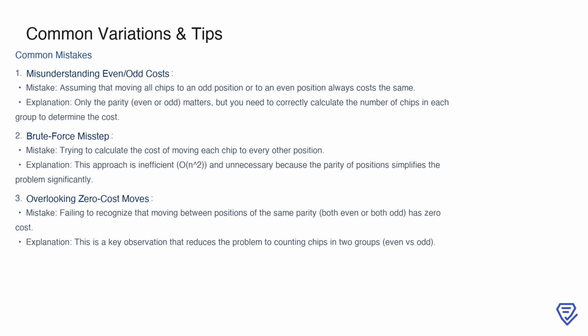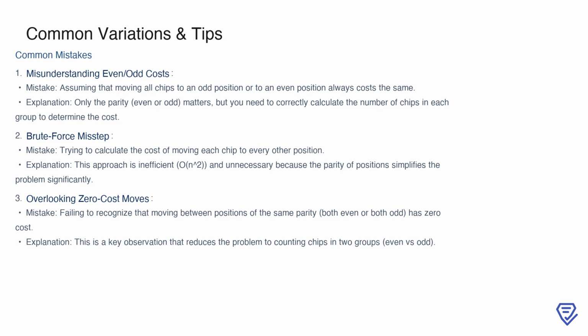Another frequent error is attempting a brute force approach, where you calculate the cost of moving each chip to every possible position. This is inefficient because it has a time complexity of n squared, which is unnecessary. The parity-based property simplifies the problem significantly, so brute force is overkill.